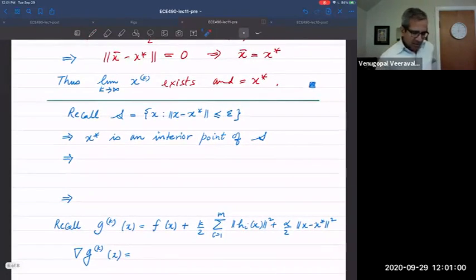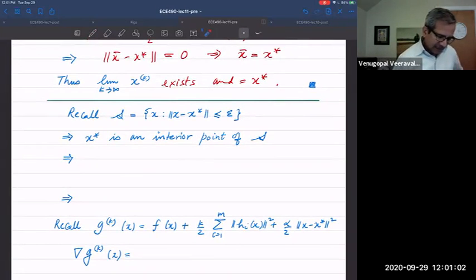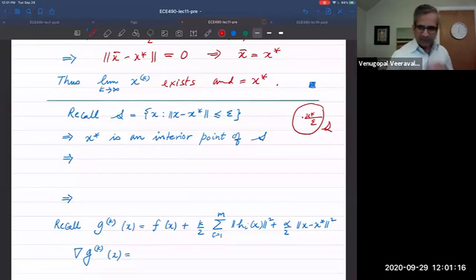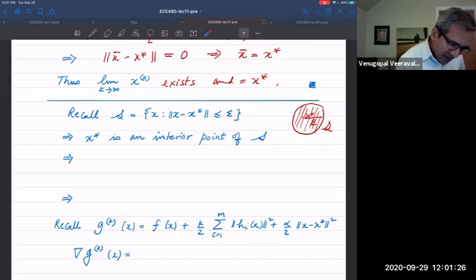Okay, so now let's look at the set S again. The set S is the ball around x star, right? So you have x star here, and it's an n-dimensional ball of radius epsilon sitting around x star. That's my set S. Everything's included in this. So x star has to be an interior point because there's a non-zero epsilon ball sitting around it. So x star is an interior point of S by construction.